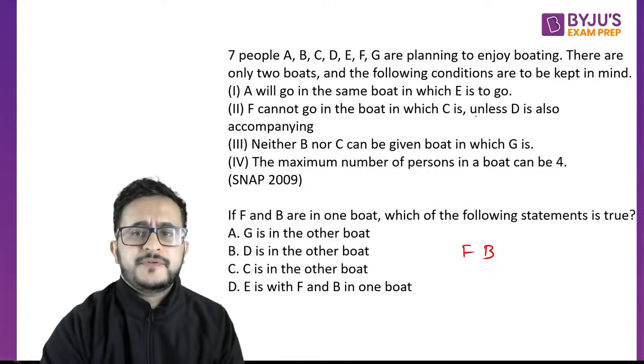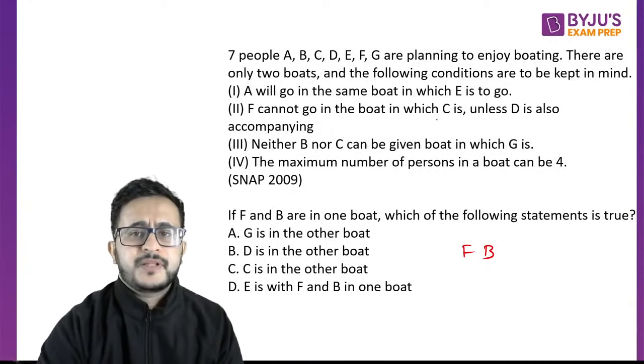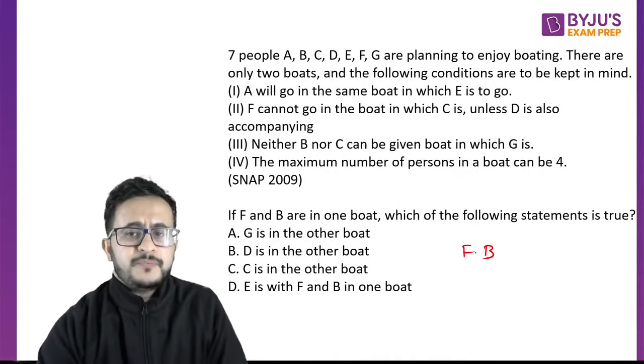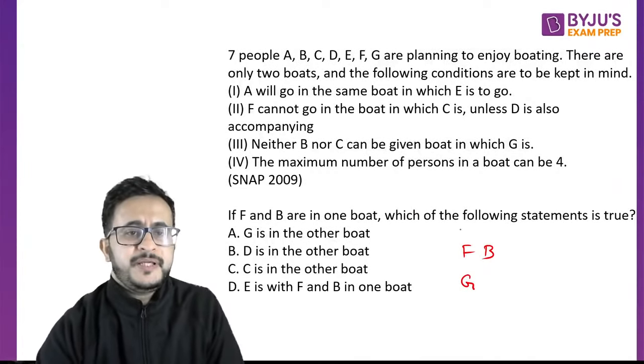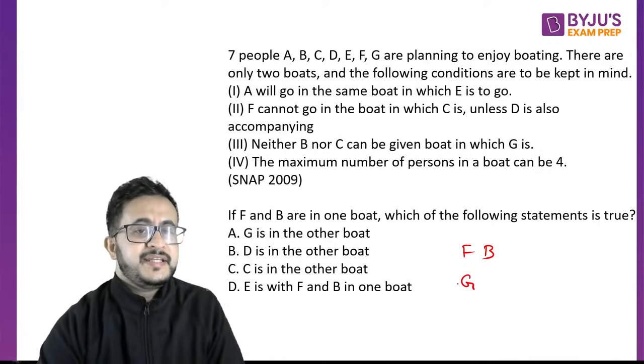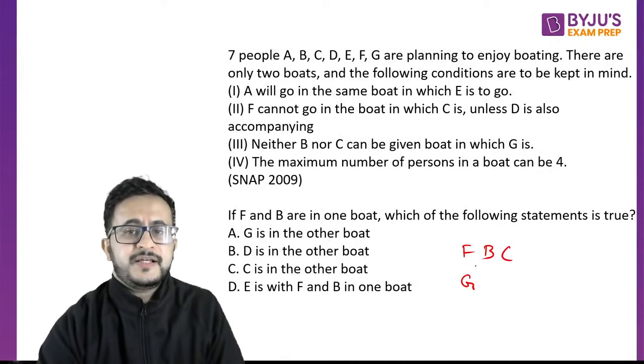Okay, so if D is there, then only you will have C. Neither B nor C can be in the boat in which G is. So in this boat you have B, right? So G will be in the other boat, right? And C will also not be in this boat because B and C cannot go with G. So C will come here.